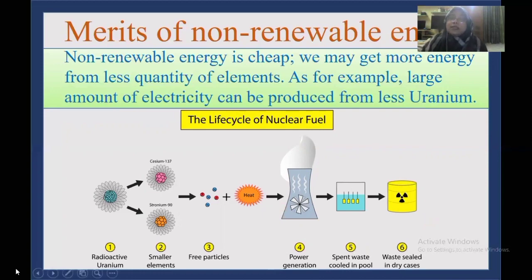So we can say that uranium is another source of energy which will produce a large amount of electricity.